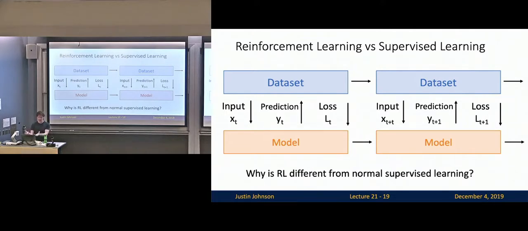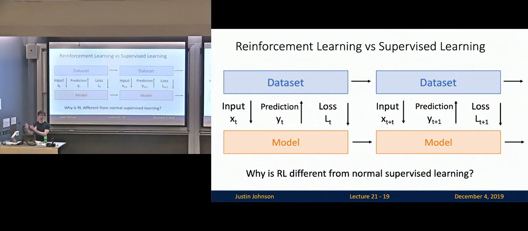Then the data set responds to the model by giving it some loss, which tells it how good the prediction it just made was. That's equivalent to the reward signal that an agent gets in reinforcement learning. And then similarly, in supervised learning, these things unroll over time. The model will get inputs, make predictions, get a loss, and then they will all update.